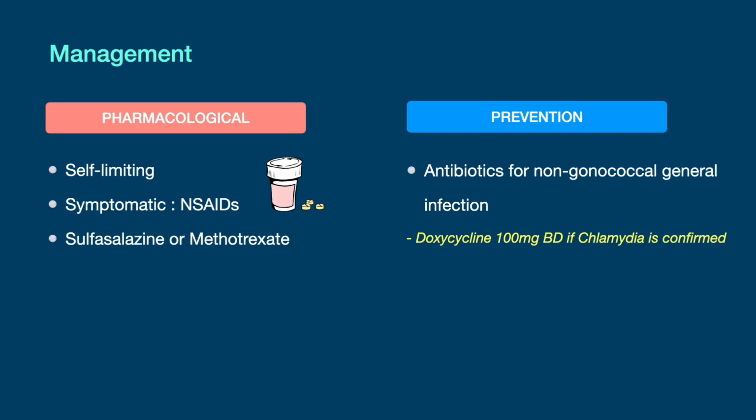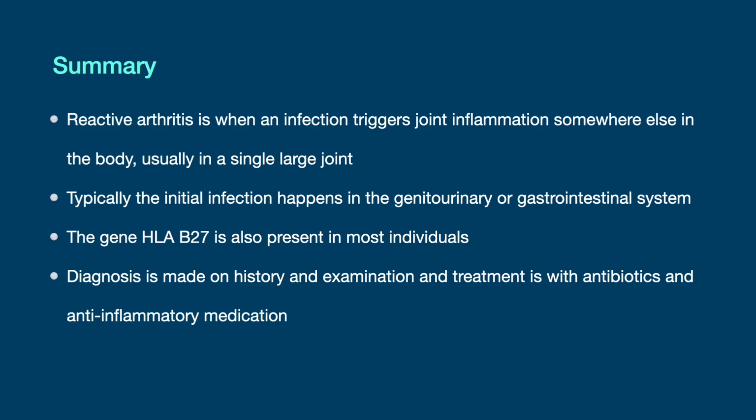And as for prevention, antibiotics given at the time of non-gonococcal venereal infection will reduce the likelihood of that person developing reactive arthritis. Appropriate treatment during the acute stage would be doxycycline 100 mg twice daily if chlamydia infection is confirmed.